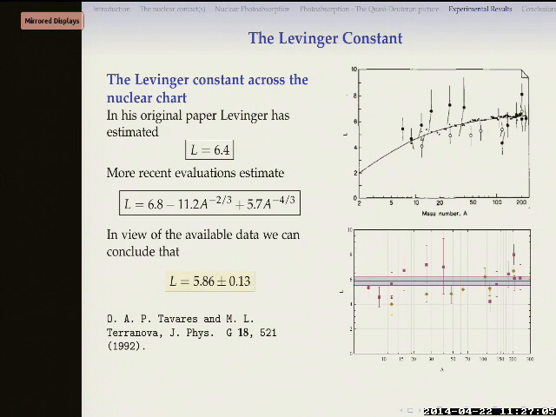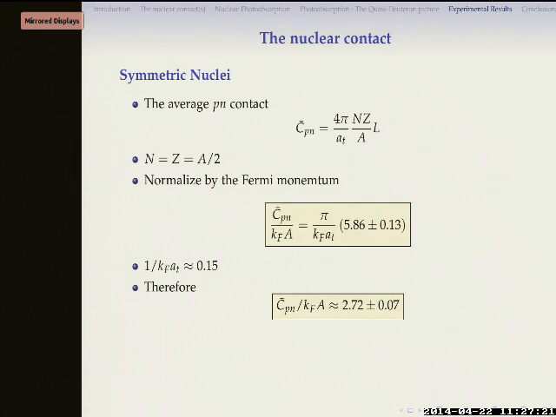We have reevaluated their data, just took these points and tried to see what we get. Essentially, we get this kind of constant, and it's very narrow, and I don't see any A dependence here. So for me, this is a constant. Then you can look at symmetric nuclei and see what you get, and we get this value for the nuclear contact, which is roughly 2.7, and our kF a triplet is something like 0.15.